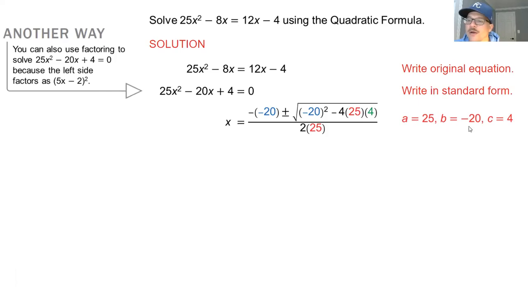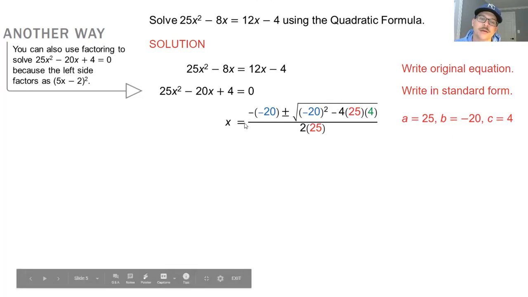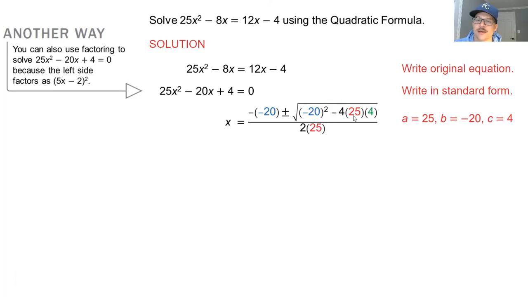So identifying your A, B, and C as 25, negative 20, and 4, plugging everything in there to your equation. Wherever you see that B is the negative 20, wherever you see that A is 25, and the C is 4. Then you would multiply everything on the inside using your exponents first. Negative 20 squared minus these 3 numbers that get multiplied. When you combine those 2 together, you actually get 0 underneath your radical sign.